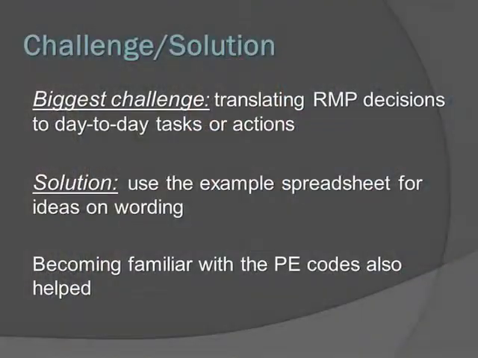Okay, so Brad, what would you say was the most challenging aspect of step 1, and how did you overcome it? The biggest challenge for me was figuring out how the R&P decisions translate to day-to-day operational tasks or actions. I felt to a large extent that we had to consider how the R&P language translated to project element language by identifying the applicable PE codes. This got to be a bit easier as we became more familiar with the PE codes, and you'll have the benefit of using the example spreadsheet as a starting point.